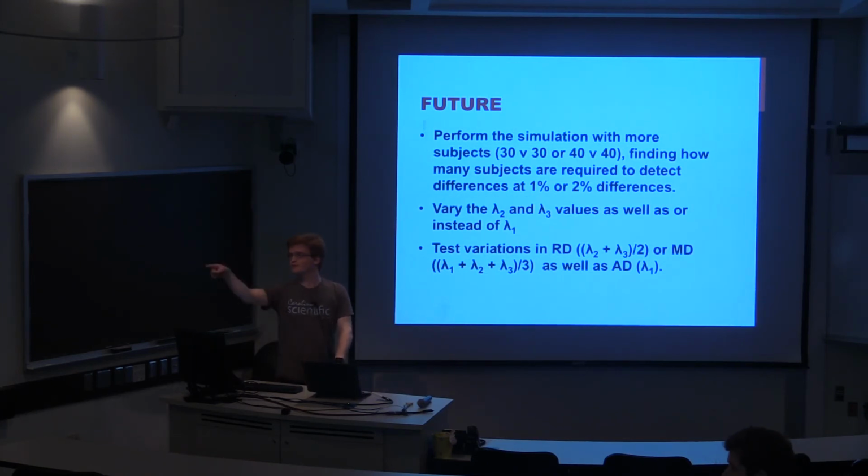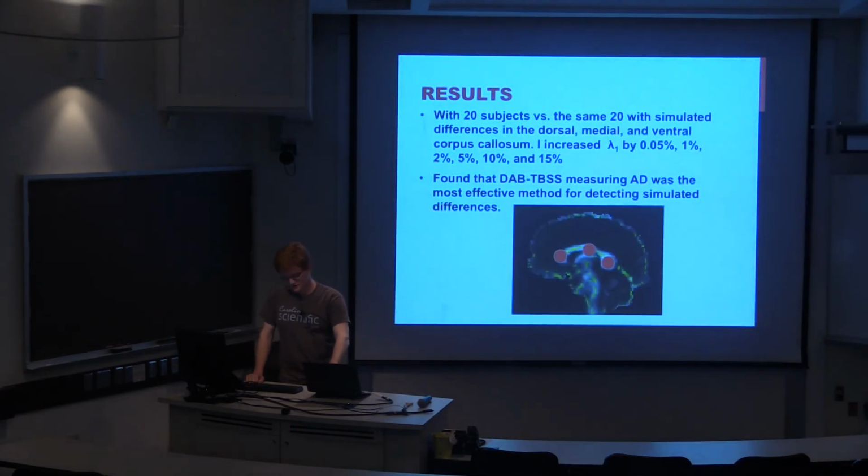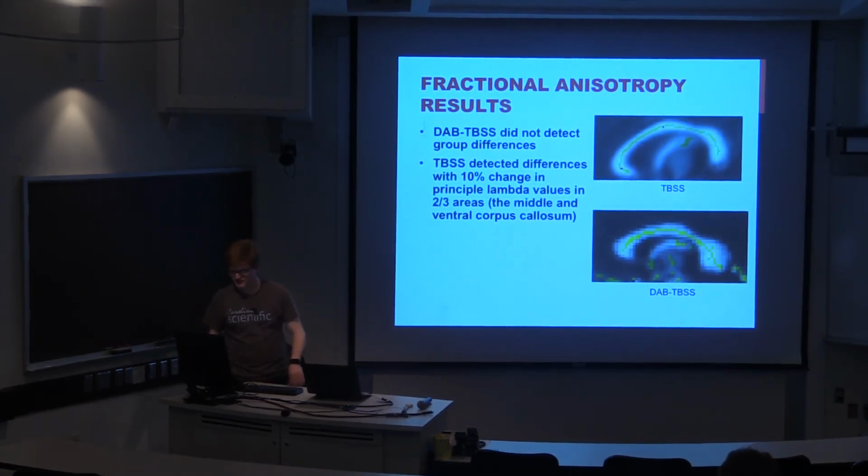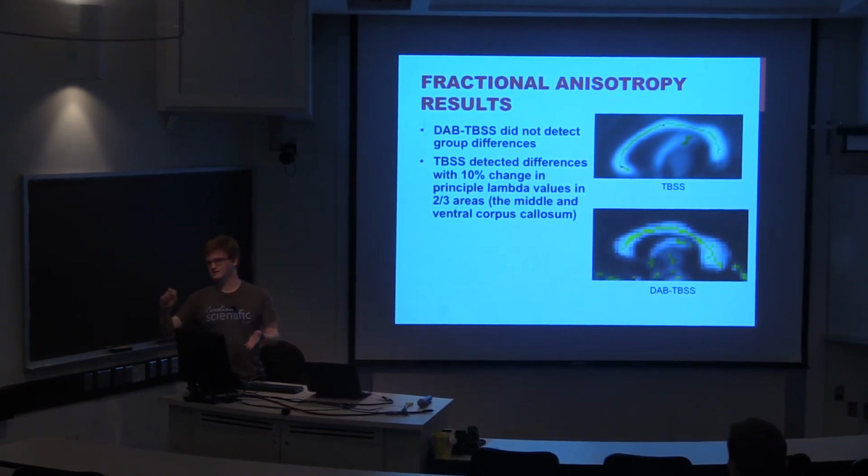Question? Do you have an explanation for why DAB-TBSS can distinguish finer differences but not the larger ones? I'm going back to this slide. So the reason I would guess, with regards to the finer differences, is that it would be able to detect finer differences if you threw in more subjects and it said, okay, I can determine based on the fact that I can see these differences on average in 30 subjects that these differences are present.